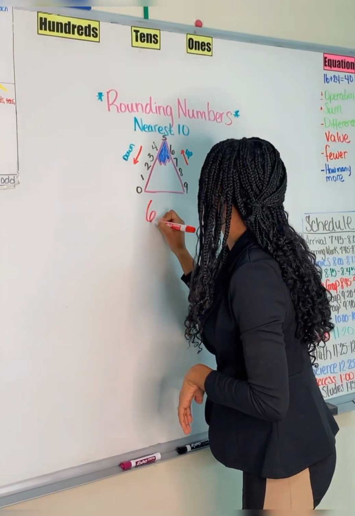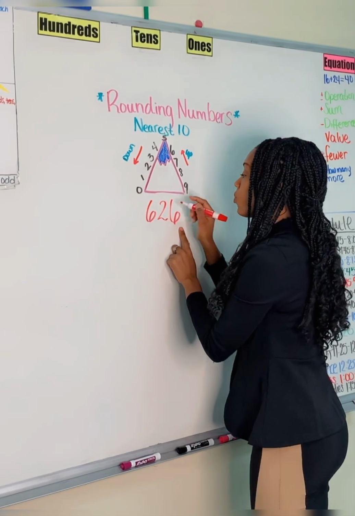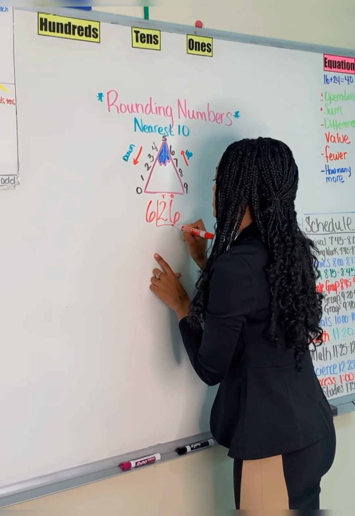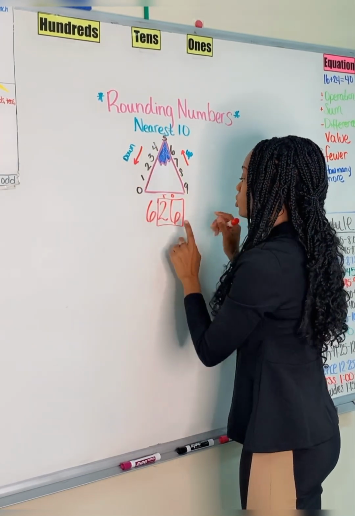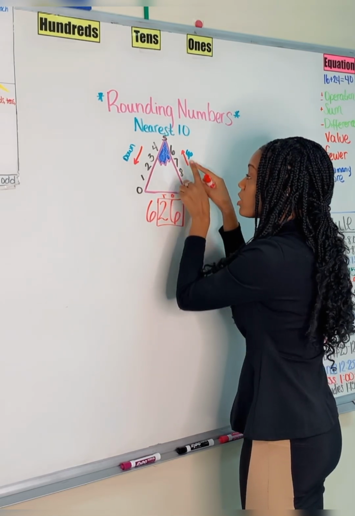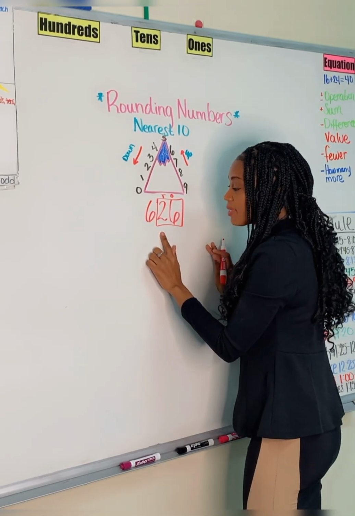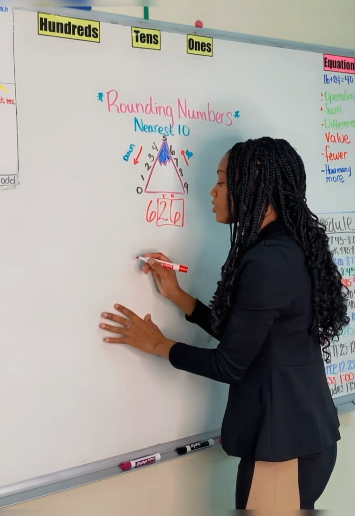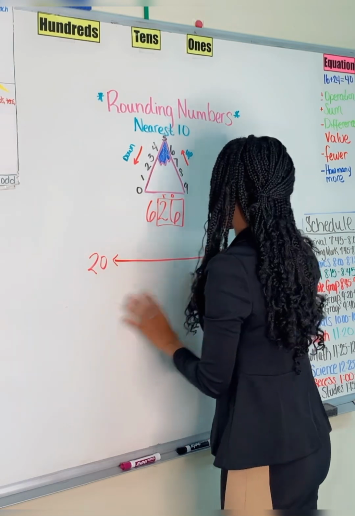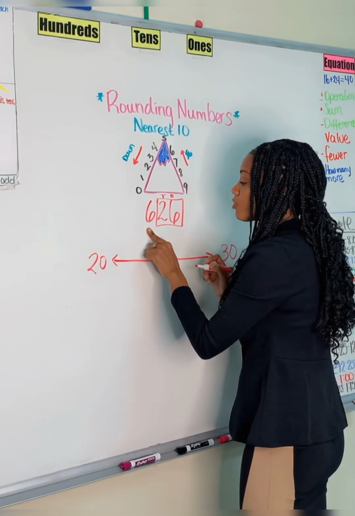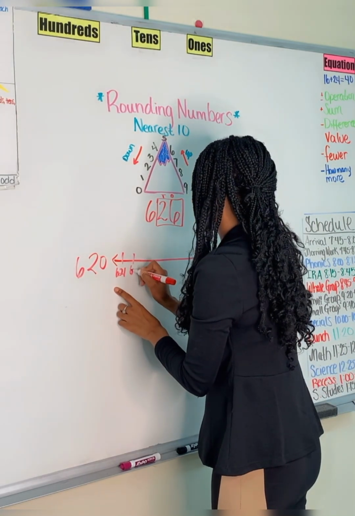Let us try another number. Say we have the number 626. I'm only concerned with the tens and the ones place. Remember that the ones place tells us if we're rounding up or down. So I know in the ones place it's a 6, so I know I'm going to be rounding up with 626. So again, I ask myself, 26 comes between which two numbers? Again, it is going to be 20 and 30. And then all I do is add that 600 back on. So then I have 621.